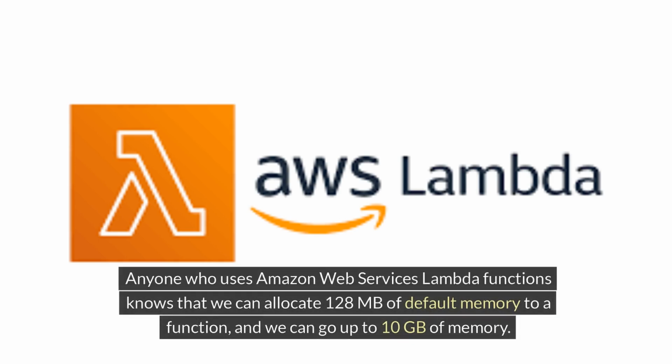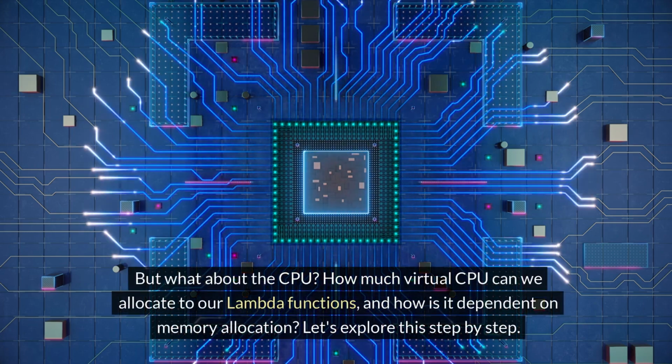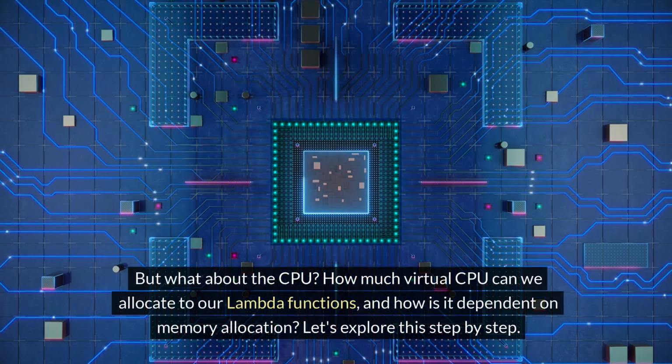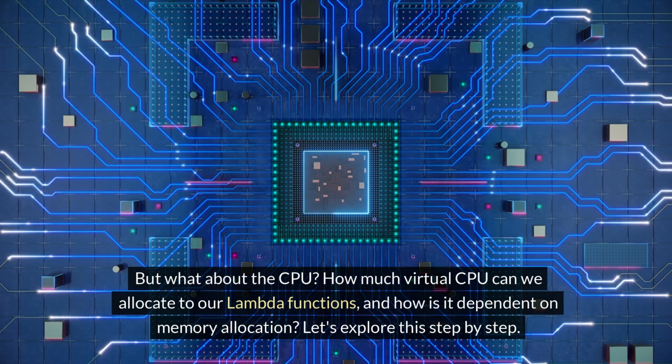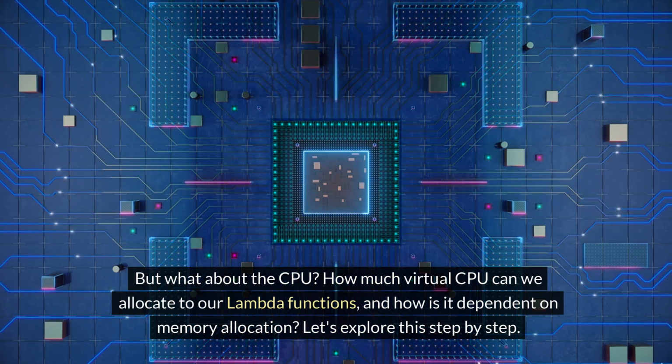Anyone who uses Amazon Web Services Lambda functions knows that we can allocate 128 MB of default memory to a function, and we can go up to 10 GB of memory. But what about the CPU? How much virtual CPU can we allocate to our Lambda functions, and how is it dependent on memory allocation? Let's explore this step by step.